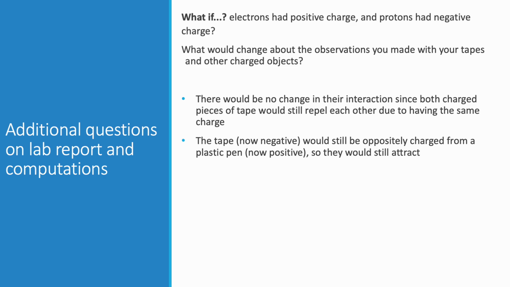So finally, for the additional questions. The first one is, what if electrons had a positive charge and protons had a negative charge? What would that change about the observations you made with your tapes and other charged objects?